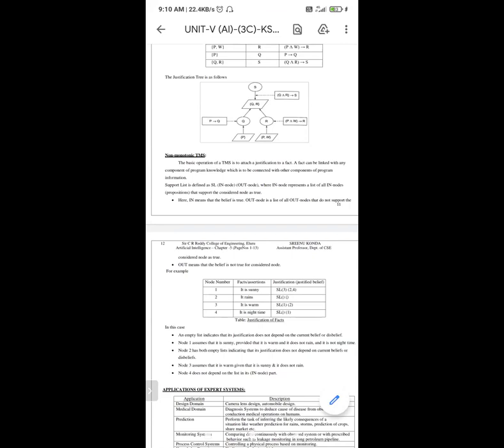Next, where in node represents a list of all inner nodes or propositions that support the considered node as true. Here, in means that the belief is true. Out node is a list of all outward nodes that do not support the considered node as true. That means inward nodes are nothing but we think that the belief is true. Those are the inward nodes. And outward node doesn't support the considered node as true. Out means that the belief is not true for the considered node. In means it believes that it is true. Out means it doesn't believe that it is true.